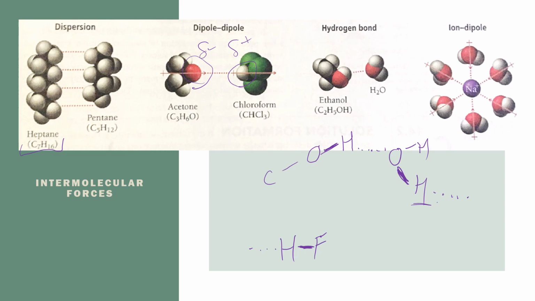The last type, of course, is ion-dipole, and that's just between a polar molecule and an ion. And you just, again, need to make sure that the charges are lining up properly. So if you have a positively charged ion, you want to line up the negative end of a polar molecule. But if you have a negatively charged ion, you want to line up the positive side of the polar molecule.